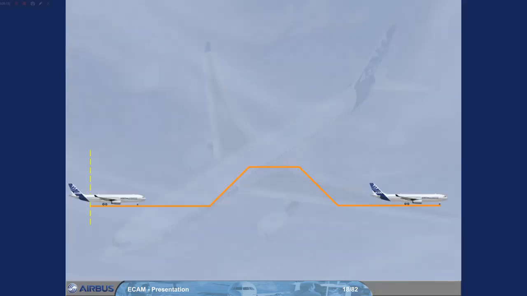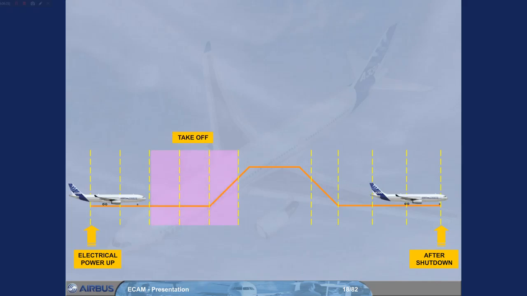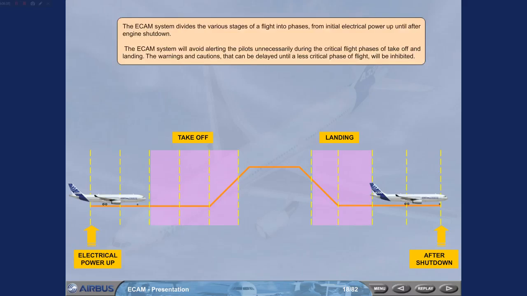The Ecam system divides the various stages of a flight into phases, from initial electrical power-up until after engine shutdown. The Ecam system will avoid alerting the pilots unnecessarily during the critical flight phases of takeoff and landing. The warnings and cautions that can be delayed until a less critical phase of flight will be inhibited.